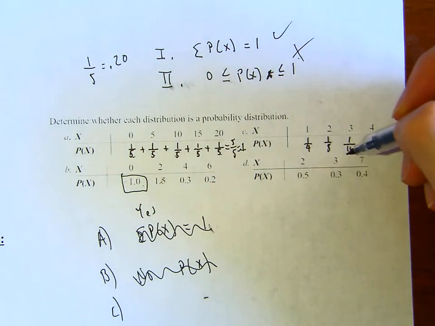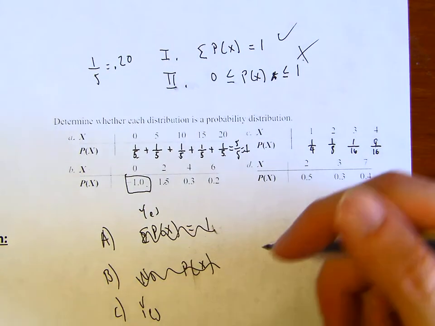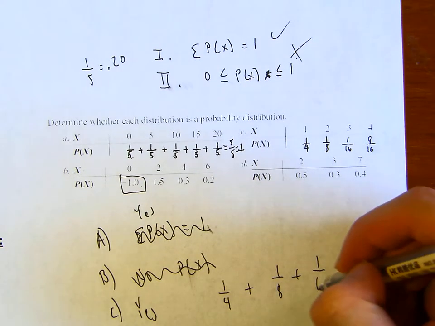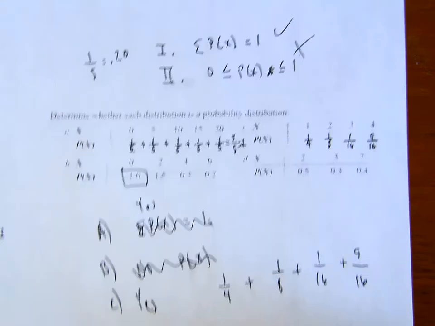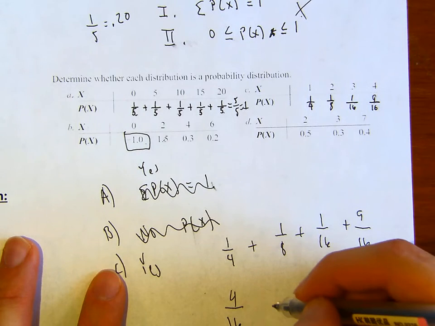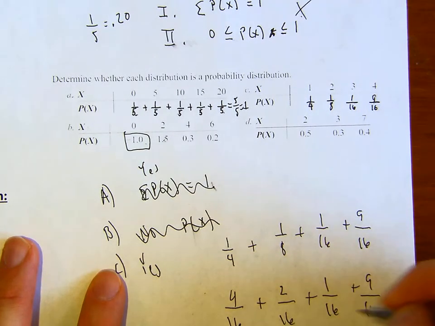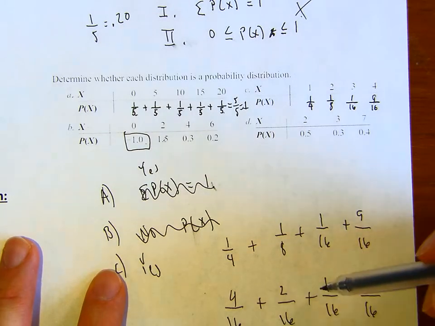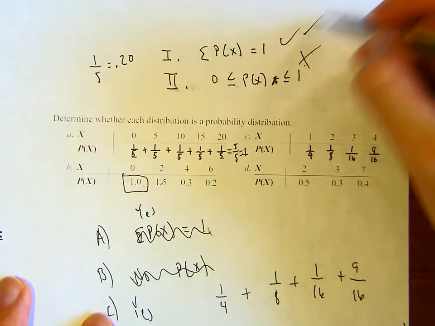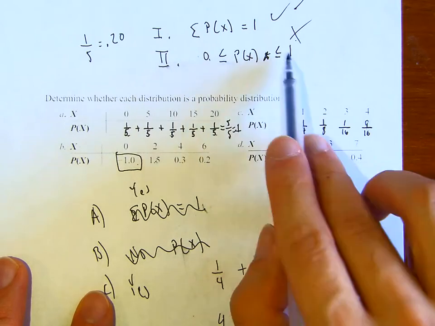What about letter C? This was a yes, because what is 1 over 4 plus 1 over 8 plus 1 over 16 plus 9 over 16? Notice, how do you add these fractions up? You can convert this to 4 over 16 plus 2 over 16 plus 1 over 16 plus 9 over 16. And then this becomes 16 over 16. So it does equal 1. So for this part, it's okay. And for the second part, it's also okay because each one of these probabilities is between 0 and 1.